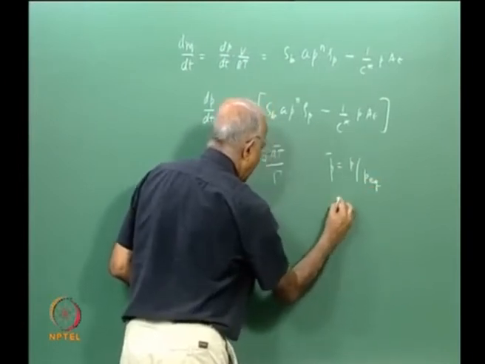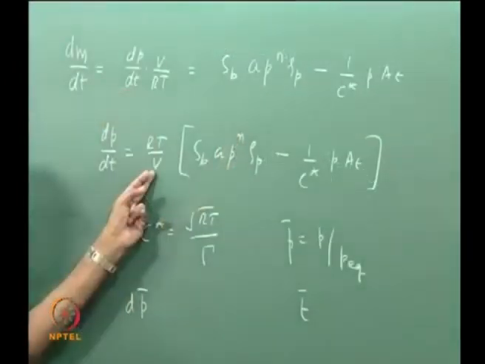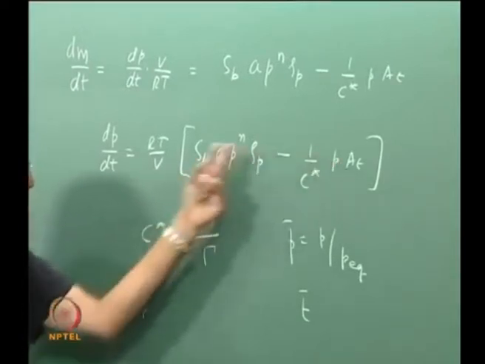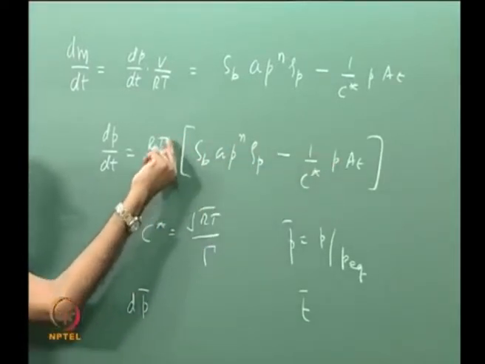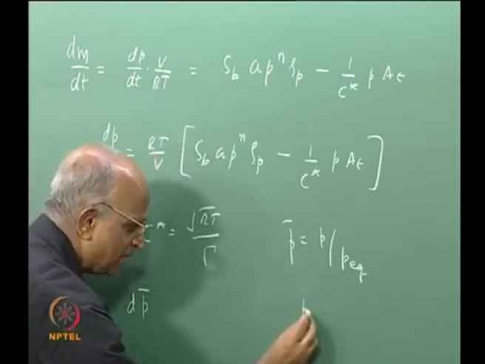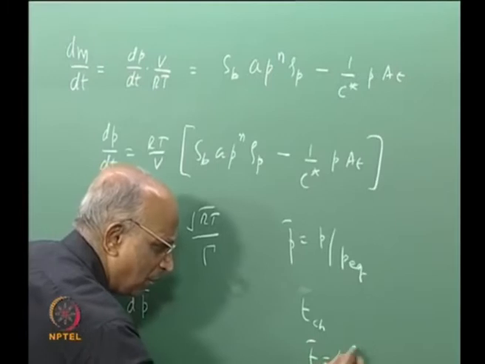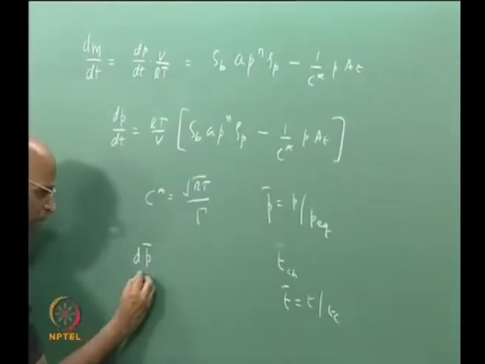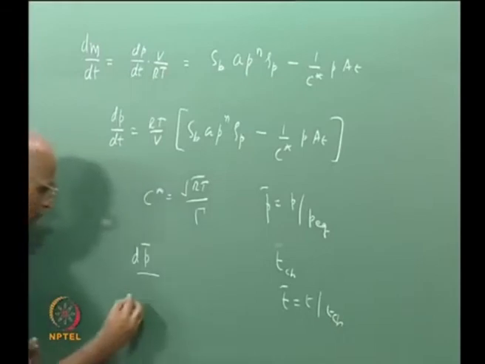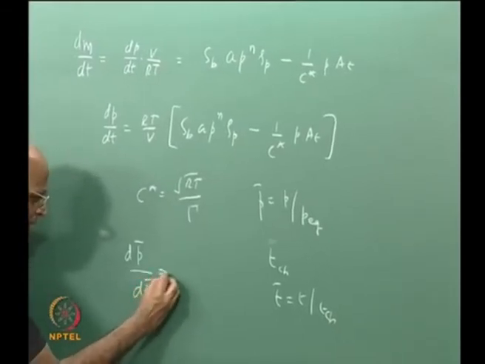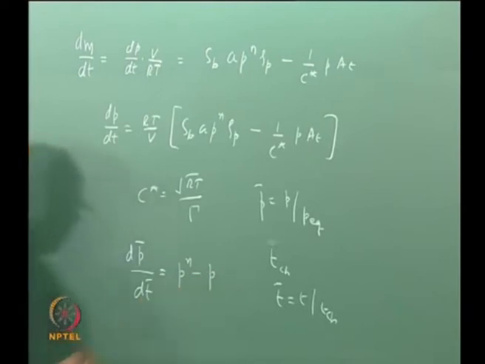and we defined a characteristic time which came from V by At, we brought out L star here, L star by C star we said as a unit of time, we called it the characteristic time, and we said we will take a look at it when we study combustion instability. Then we said t bar is equal to t by t characteristic, and therefore we were able to get d P bar by dt bar is equal to P bar to the power n minus P bar. Here on the right side P should be P bar, that means it must be the non-dimensional pressure.